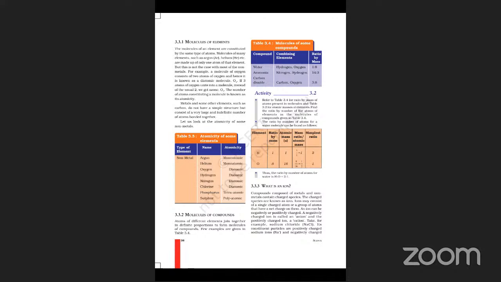A negatively charged ion is called an anion, and the positively charged ion is called a cation. So if we talk about the example of sodium chloride, its constituent particles are positively charged sodium ion and negatively charged chlorine ion. Cleared? Yes, sir. Any doubt? No, sir. Okay.